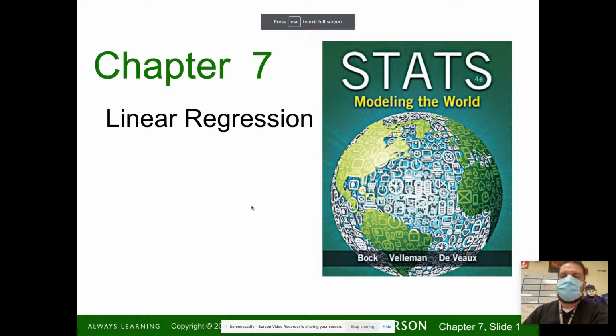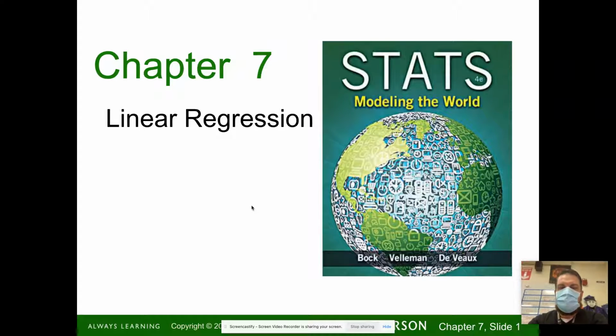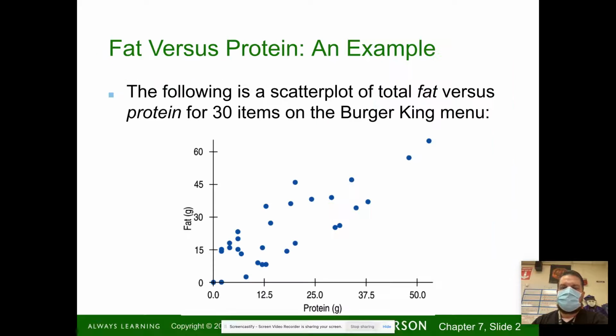Okay. All right, so I'm just going to go over this, and I'll record it if you want to watch it later. So for Chapter 7, we're going to talk about linear regression.